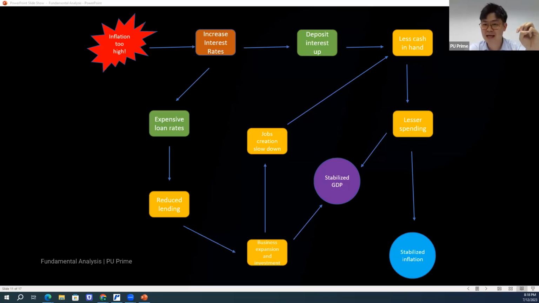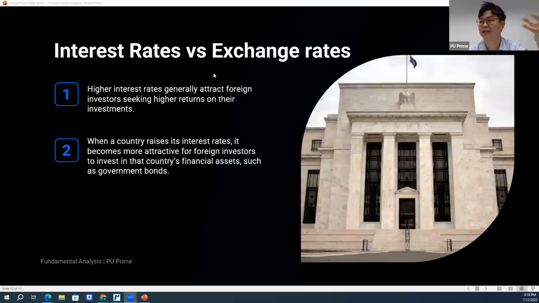So you need to stay in tune. When the central bank decides to increase the interest rate, you need to know the currency might slowly be going up. So why, when interest rate increases, will the currency go up? This should be the main question now. We know high inflation links to interest rate increases, but why will high interest rates prompt the currency, like the exchange rate, to go up?